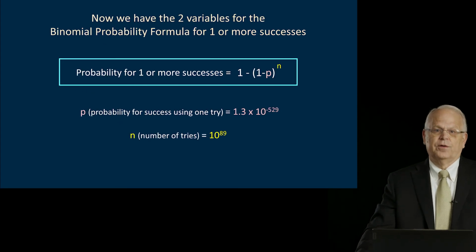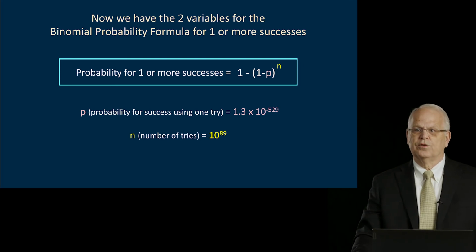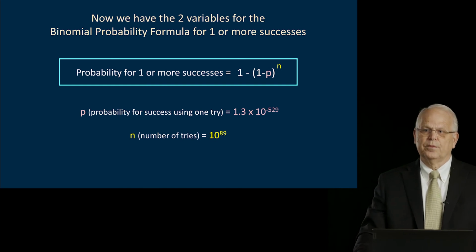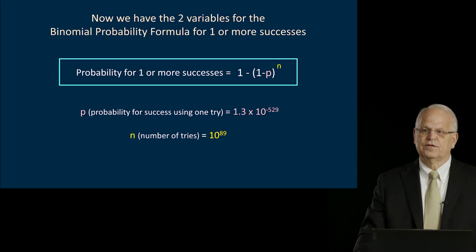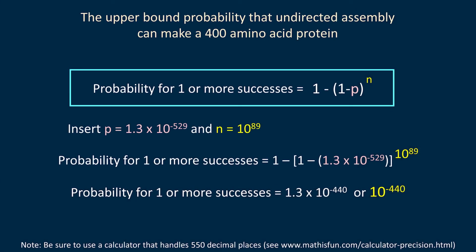So now we have the two variables from the binomial probability formula for one or more successes. Again, this is the formula we derived, 1 minus quantity p to the n. And little p, the probability for success using one try, is 1.3 times 10 to the minus 529. And our upper bound estimate of n is 10 to the 89. So we just need to substitute these into the formula. So when we substitute these values into the formula, we get that the probability for one or more successes is equal to 1 minus 1.3 times 10 to the minus 529, and then raised to the 10 to the 89th power.